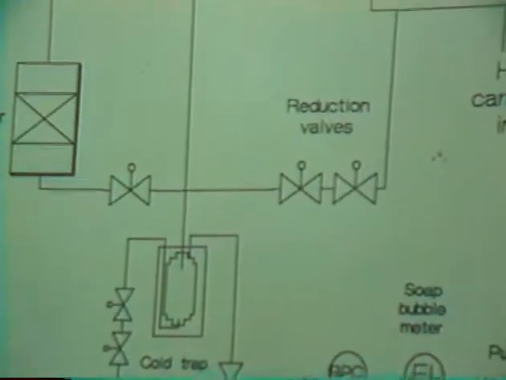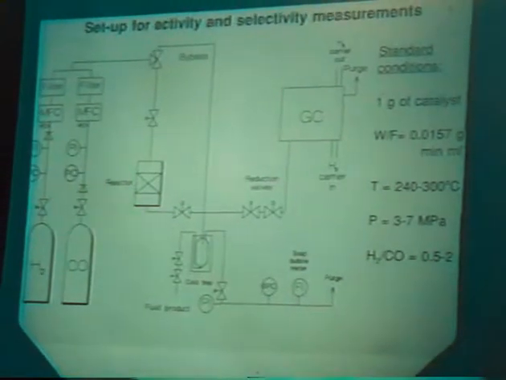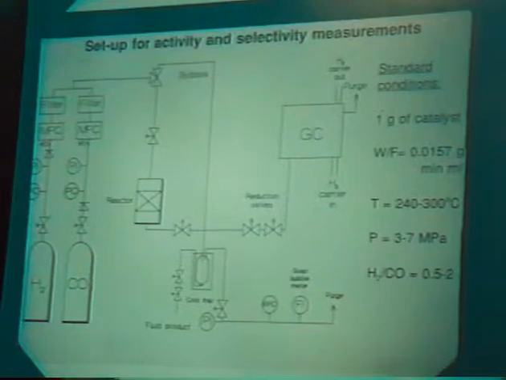We've used a flow rate that gives a residence time of about a second in the reactor, and 1 gram of catalyst is the normal charge that we use. And we've looked at a variety of different hydrogen to carbon monoxide ratios. For this particular work, it's been mostly kept, I think, at a value of 2, but for some of the other work that we did, we varied it quite considerably.